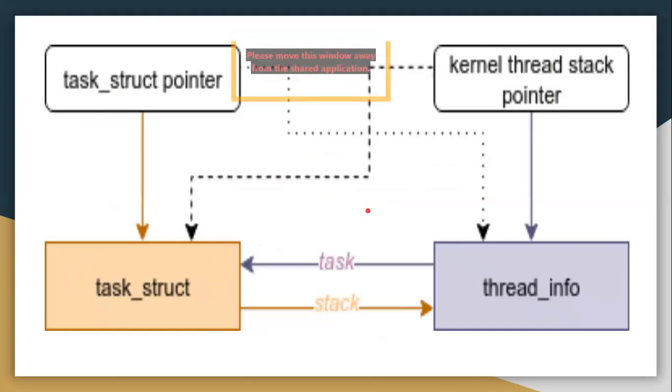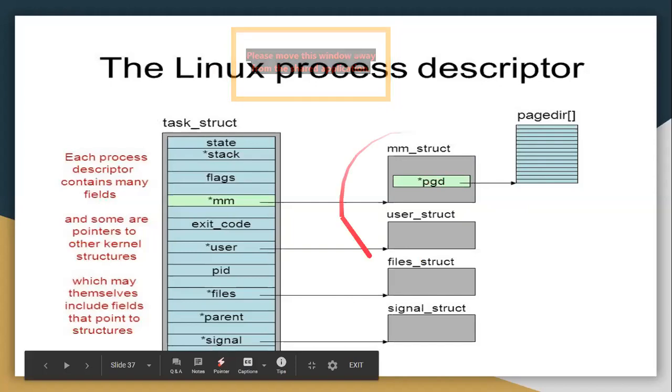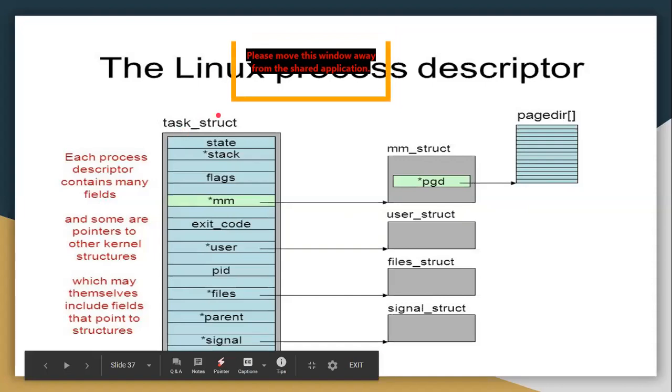This is the data structure, task structure, and these are the various entries. These are a few pointers. Each process descriptor contains many fields and some pointers to the kernel structures. Now, these are the pointers to the kernel structures. These are all the kernel structures which may themselves include fields that point to other structures. This is a Linux process descriptor. It is actually a table, maintaining each entry in the form of a task structure.